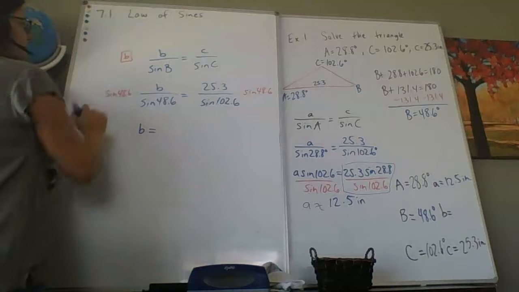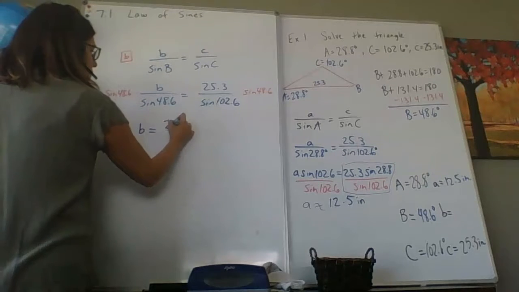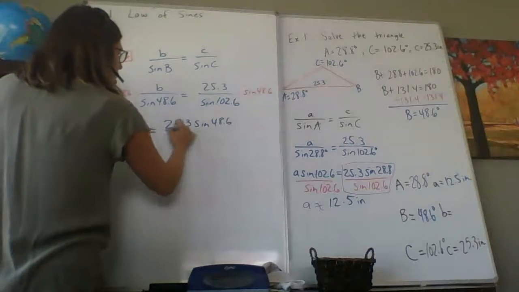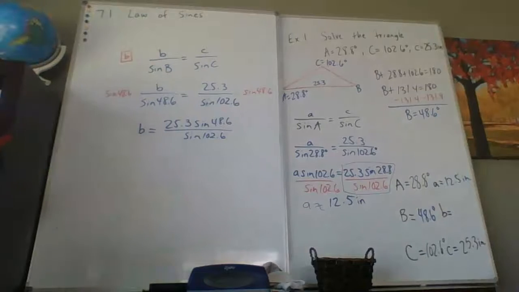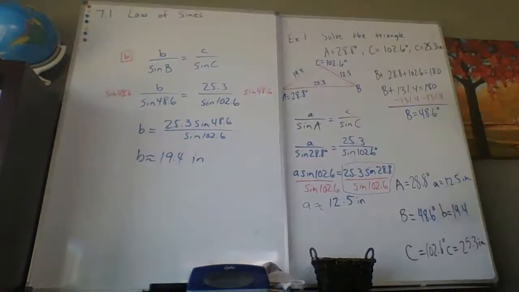So on the left, sine of 48.6 cancels, and on the right we are left with 25.3 sine of 48.6, all divided by sine of 102.6. Now we're going to put that into the calculator. Rounding to the nearest tenth, we get 19.4, and again, our units are inches.